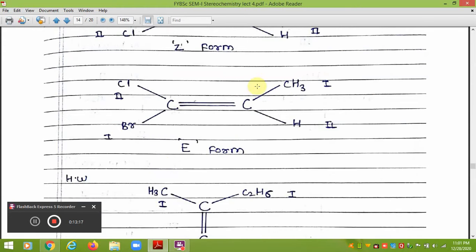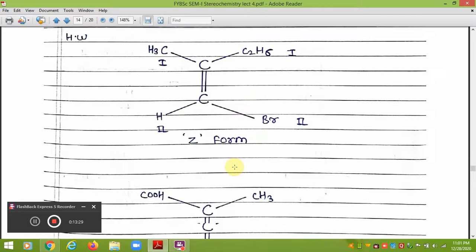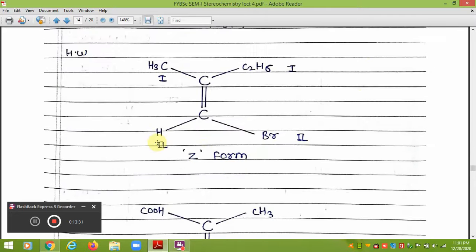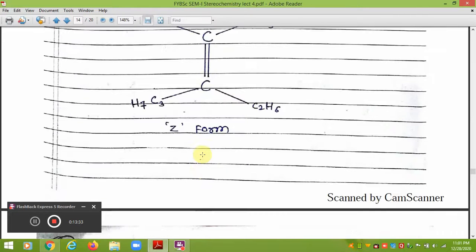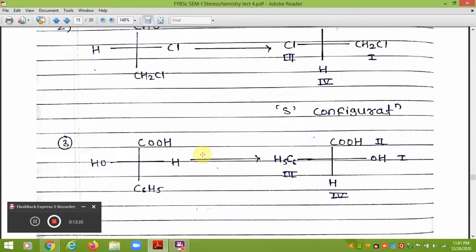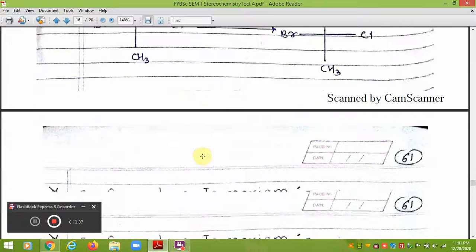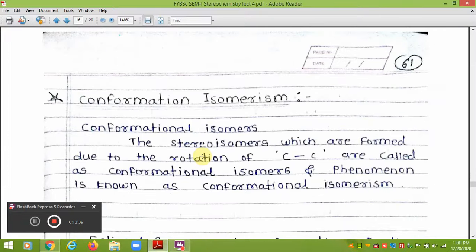Similarly here, between these two, definitely the first priority groups are bromine on this side and CH3 on this side, so these are on the opposite sides of the double bond. That's why the configuration of this double bond will be E configuration. Similarly, there are other examples that you can solve as homework. So it is very simple to assign the E and Z configuration to compounds containing a carbon-carbon double bond.